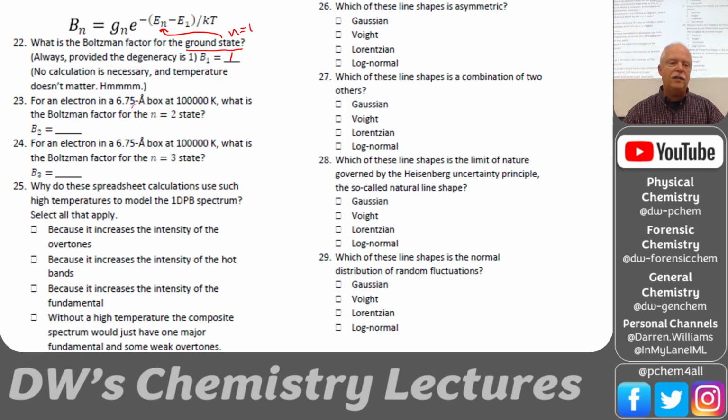But for an electron in a 6.7 angstrom box at 100,000 Kelvin, what's the Boltzmann factor for the n equals 2 state? Okay, so n equals 2. So we've got to put this in. First we need to calculate the energy of the n equals 2 state. So E2 is equal to h squared n squared over 8 m L squared.